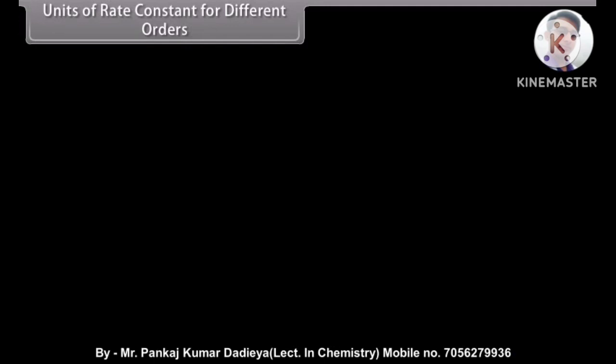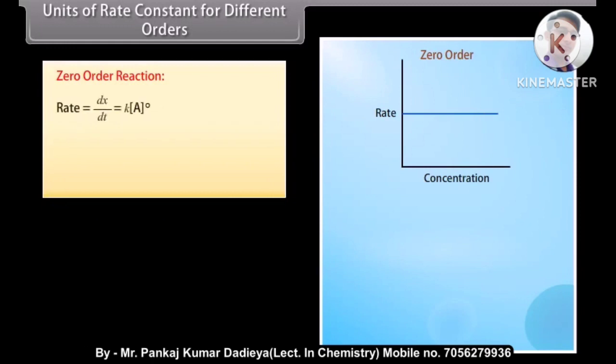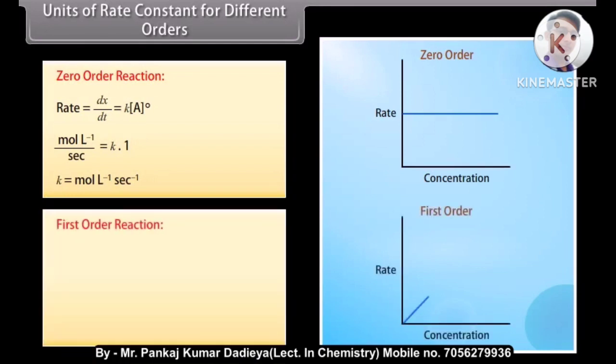Units of rate constant for different orders. Zero order reaction. Rate is equal to dx by dt, which is equal to the product of k and a raised to the power 0. Thus, units of rate constant for zero order reaction are mole per liter per second. First order reaction. Rate is equal to dx by dt, which is equal to the product of k and a raised to the power 1. Thus, the unit of rate constant for first order reaction is per second.